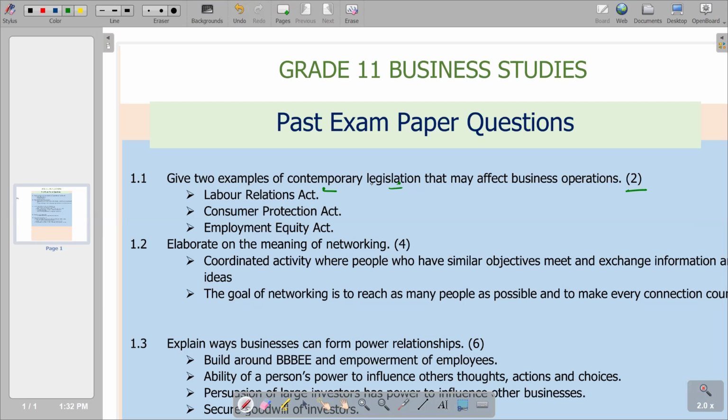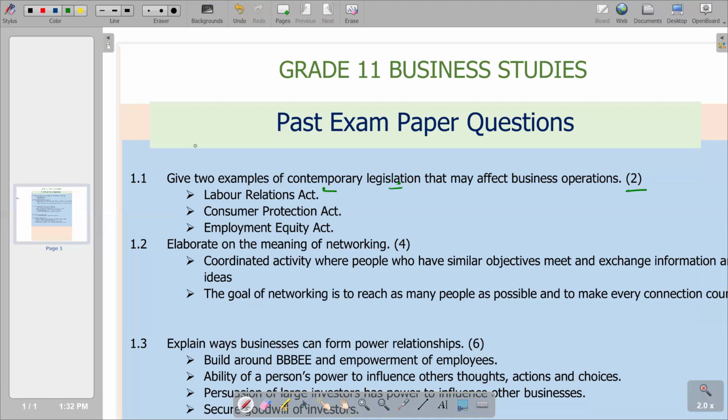So it's all about mentioning a legislation and trying to see if the legislation has been recently amended. Remember, contemporary legislation differentiates recent legislation from outdated or old legislation that has not been amended for a longer time. If you look at the legislation examples that we have there, they have been recently amended. For example, the Labor Relations Act was recently amended around 2019.